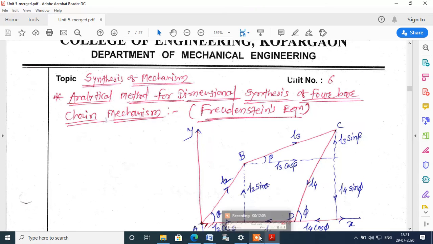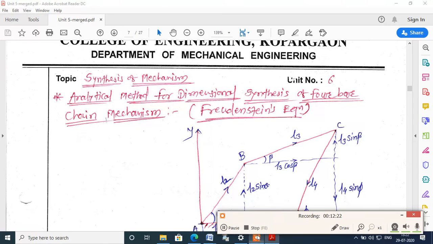So now we have to study the analytical method for the dimensional synthesis of the 4-bar chain mechanism. As far as your syllabus is concerned, there are two mechanisms for study, the 4-bar mechanism and the slider crank mechanism. So we will see in detail in the next class.